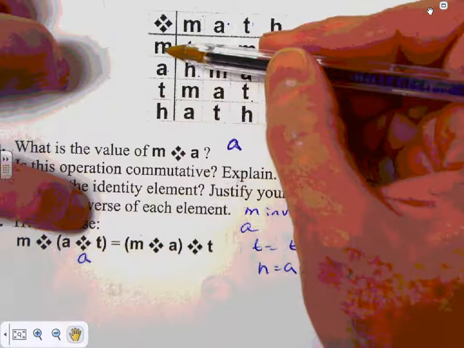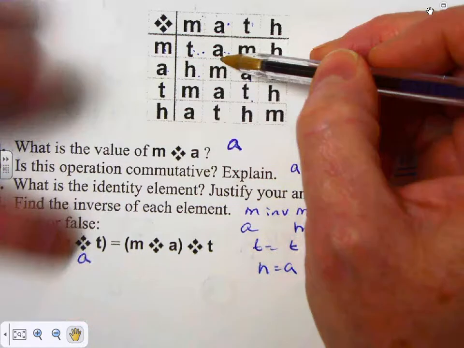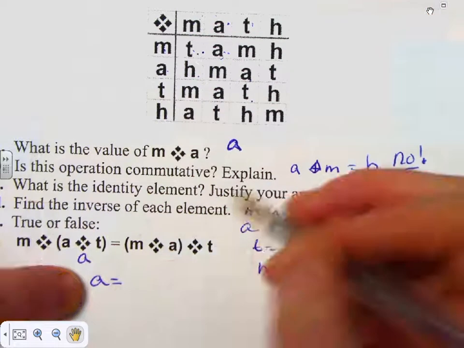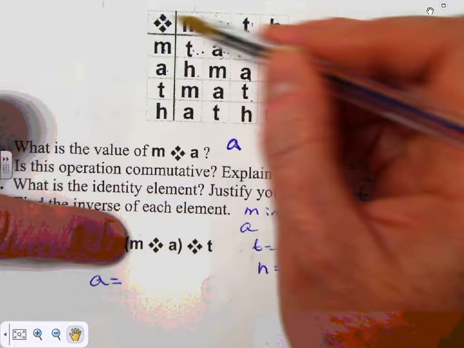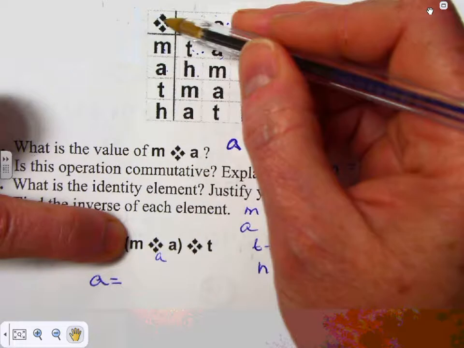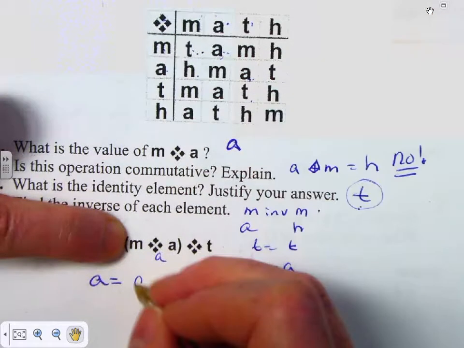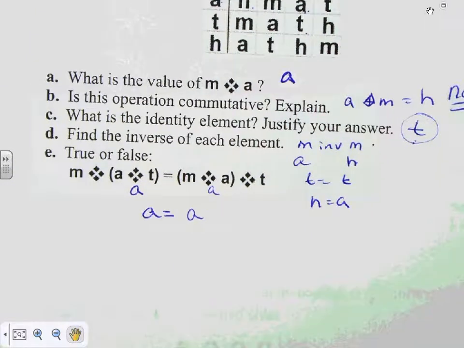Okay. M window A is an A. So my final answer here is an A. Over here, M window A is an A. A window T is an A. So that's true. Now, the first one was the commutative property. What was this one? It's associative. Look, they're hanging out with different friends this time. The parentheses changed. Their order didn't change this time.